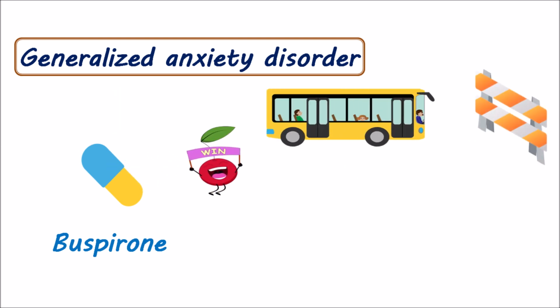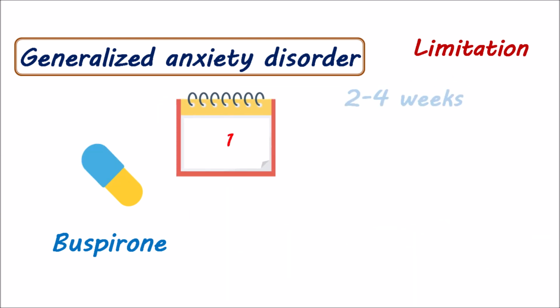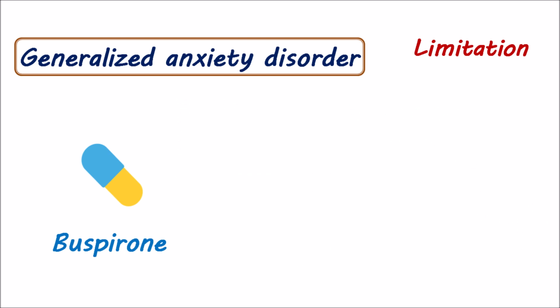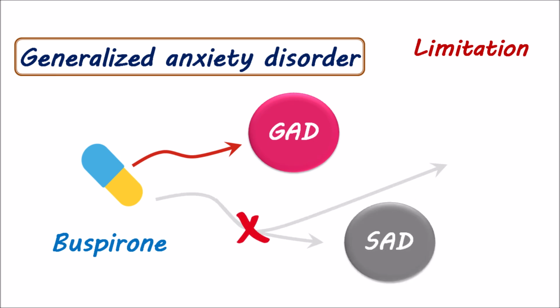The bus of Buspirone has a few stoppers on the road. One of the limitations of Buspirone is its slow onset of action. It takes at least 2 to 4 weeks of treatment to show any beneficial anxiolytic effects in the patients. Due to these delayed pharmacological actions, Buspirone is not effective for the acute treatment of anxiety. But benzodiazepines can show an immediate response, so they are suitable for acute treatment. Another limitation of Buspirone is that it is only useful in the treatment of generalized anxiety disorder and is not effective in the treatment of social anxiety disorders and phobias.